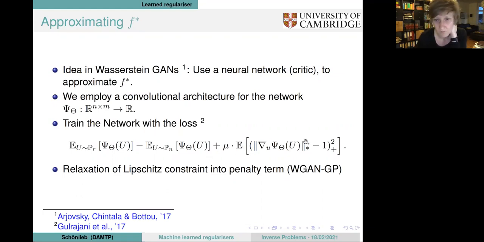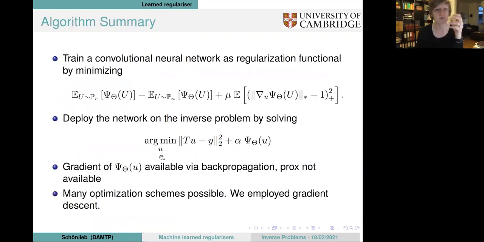Here I'm imposing the one-Lipschitzness by encouraging the gradient of phi to be less than or equal to 1. The whole algorithm is that I train the regularizer in this fashion with these distributions PR and PN.